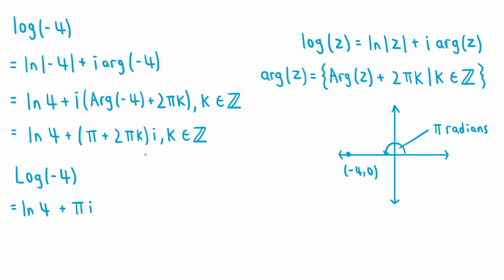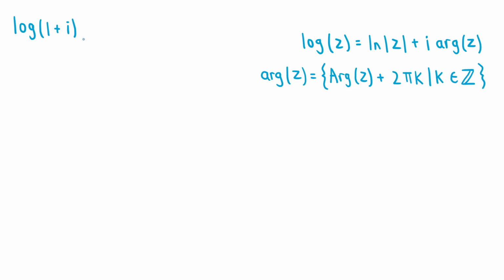If we want to find the principal value of log of negative 4, we simply drop the plus 2 pi k for all integer values and only use the principal argument for the imaginary part. So the principal value of log of negative 4, using the Log function with the capital L, is ln of 4 plus pi i. So let's do an example of taking the natural logarithm of a complex number.